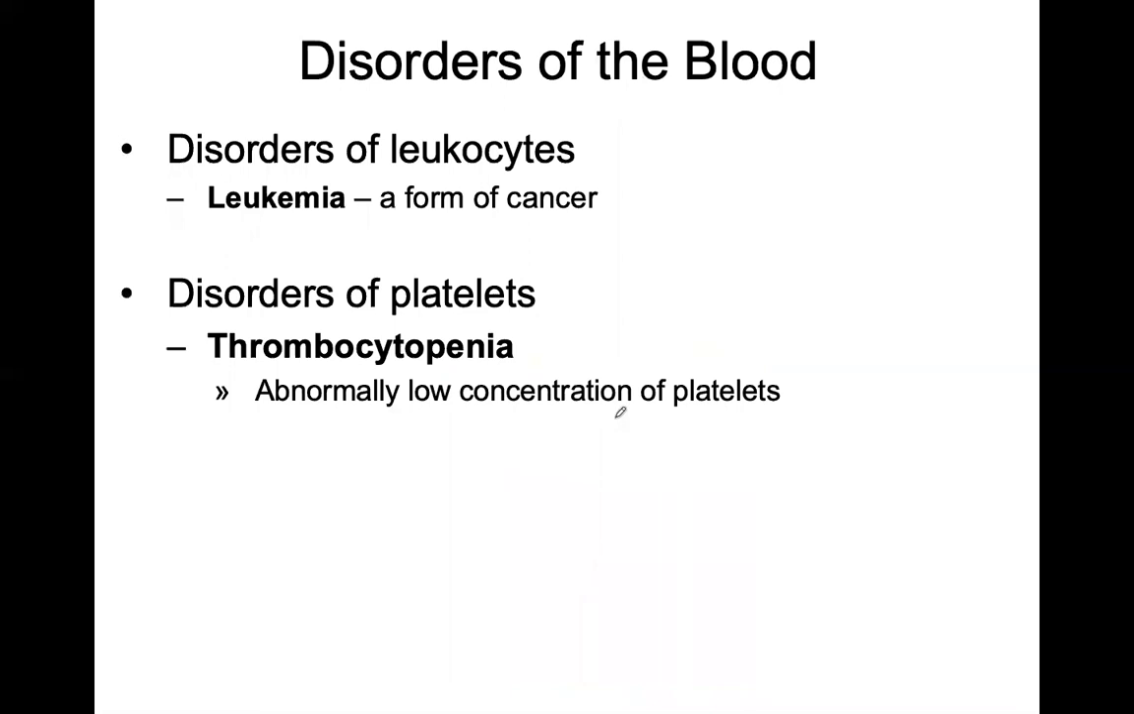Briefly, a couple of words that you might hear in terms of disorders of white blood cells and platelets. For white blood cells, it is leukemia, which is a form of cancer associated with white blood cells. There are quite a few different types of leukemia, unfortunately, typically associated with your lymphocytes. And the main disorder in terms of platelets would be thrombocytopenia, which is when you have a really low concentration of platelets in your blood, and that makes you more susceptible to bleeding because you cannot effectively form blood clots after a hemorrhage.